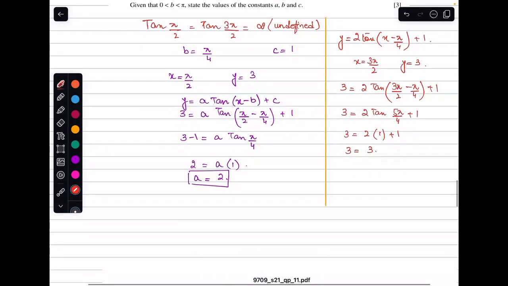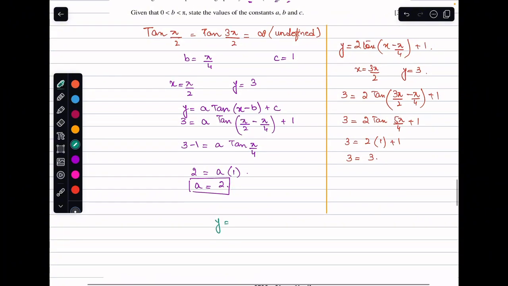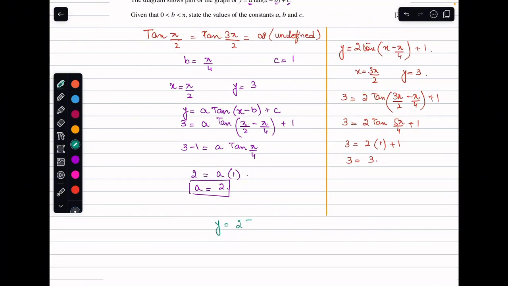Therefore, I can simply say that in this question, my y in terms of a, b, and c shall be 2 tan of x minus pi by 4 and then a plus 1. So this is how this simple question can be done with respect to the transformations that we have discussed in the previous videos.